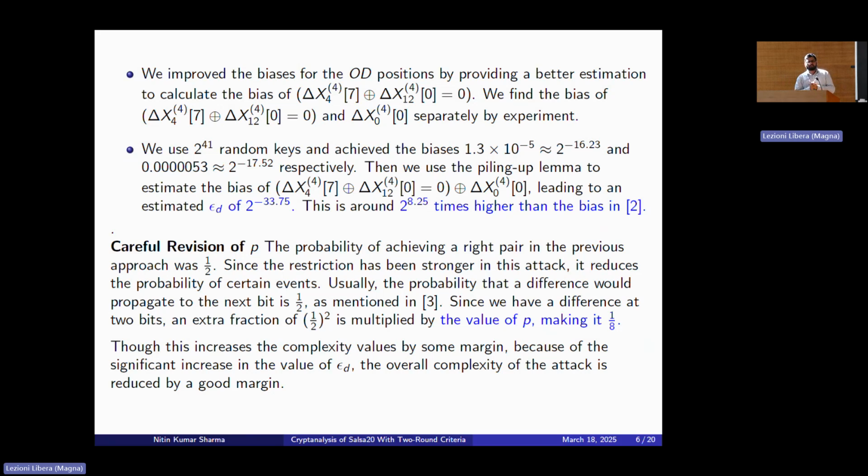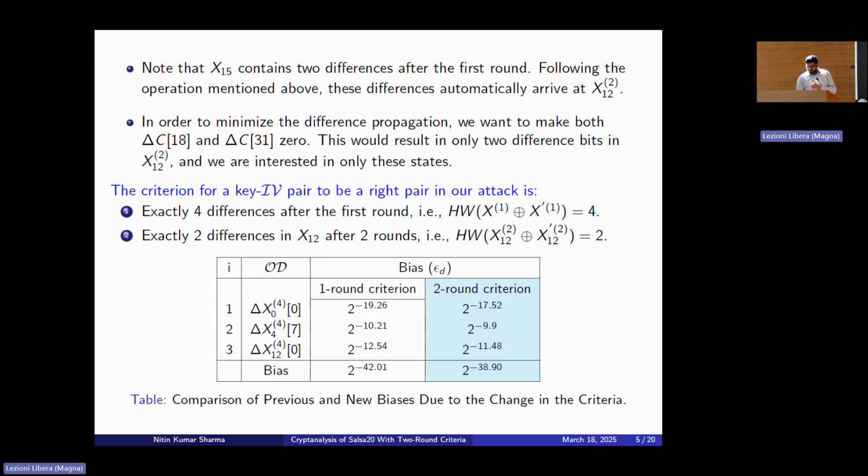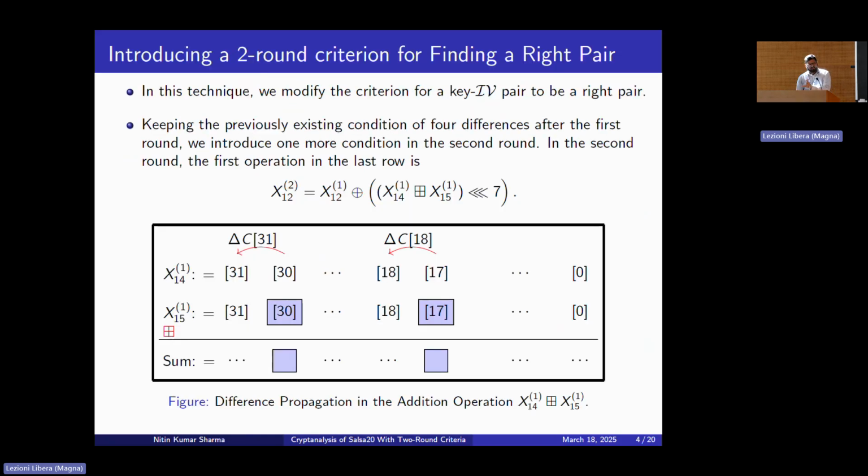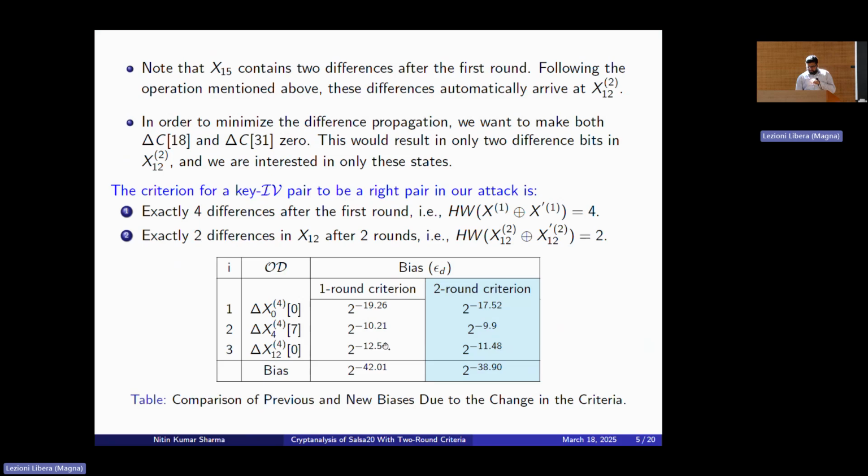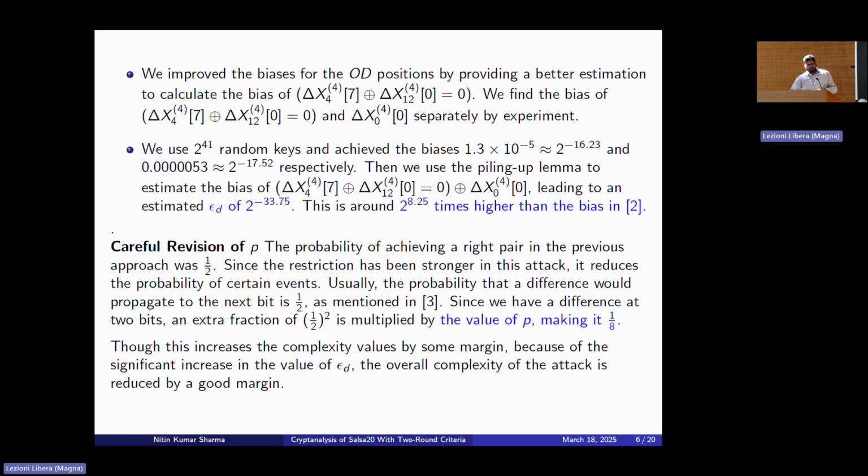But we have moved to the next round, the second round. Due to this condition, we controlled two things: we control the difference at two positions. Due to this, the p value in the differential part increased to 1/8. Earlier it was 1/2, but it increased to 1/8.